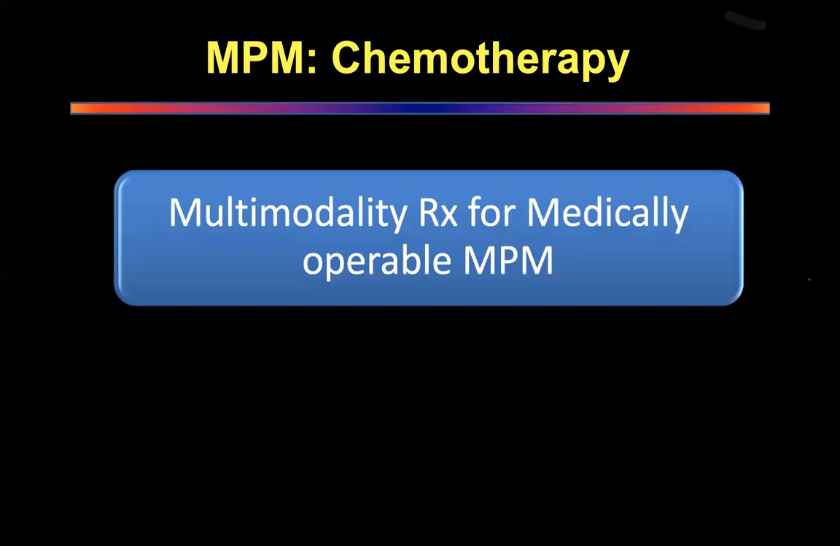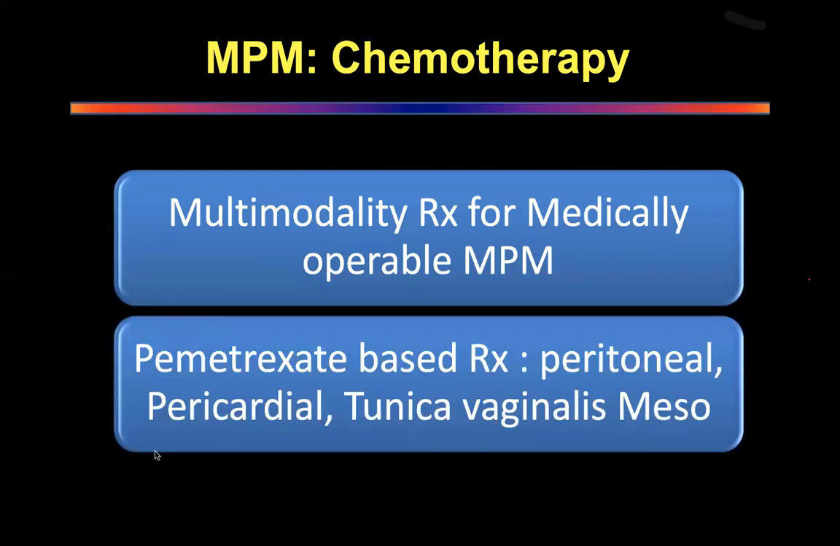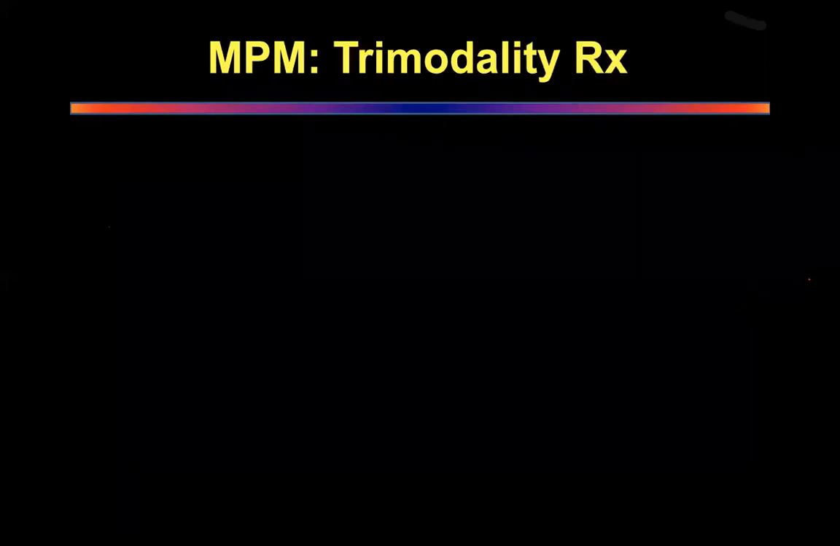Chemotherapy can be used in a multimodality treatment for medically operable MPM, the tri-modality that I spoke about, and chemotherapy can be used in other areas like peritoneal mesothelioma, in pericardial mesothelioma, or tunica vaginalis mesothelioma. Now, this is all directly from the NCCN guidelines. This is an understanding of the chart which I showed you earlier.